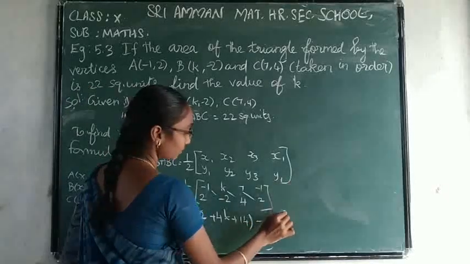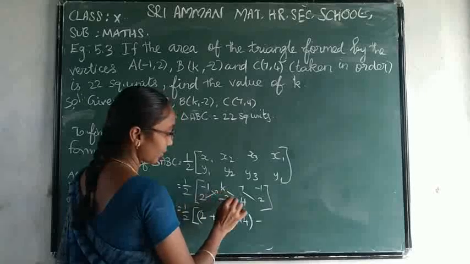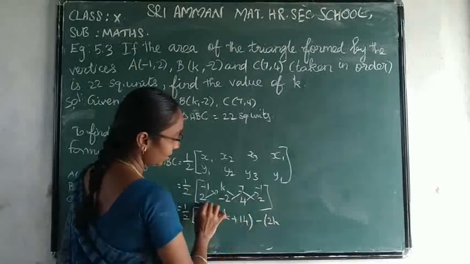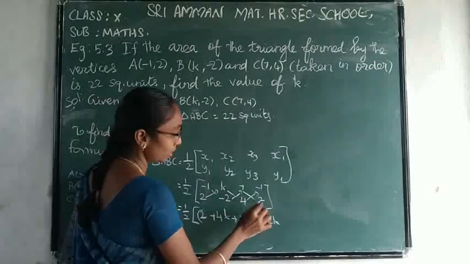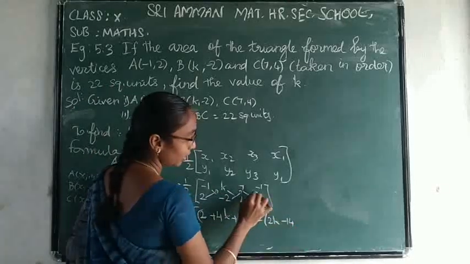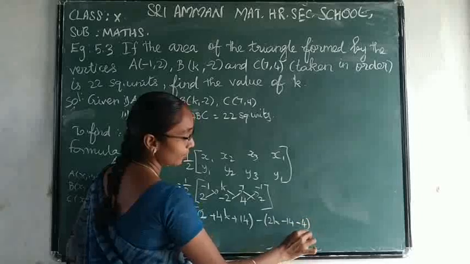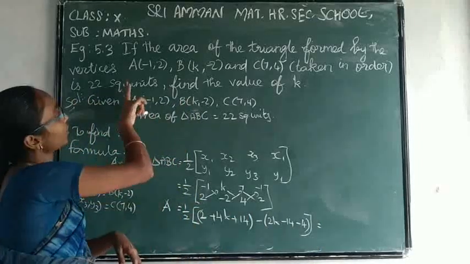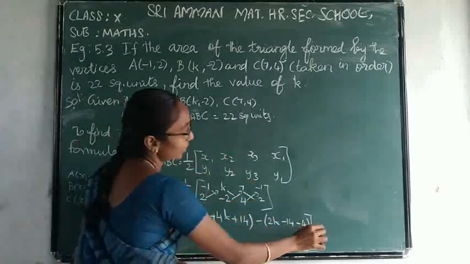Minus, upper arrow. 2 into k, 2k. Minus 2 into 7, minus 14. 4 into minus 1, minus 4. This value is given as 22 square units.